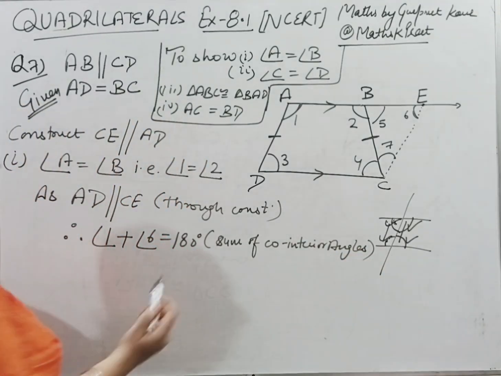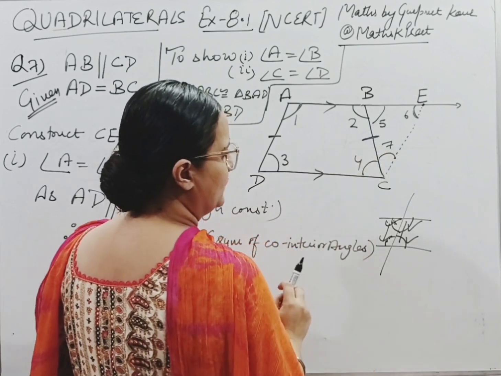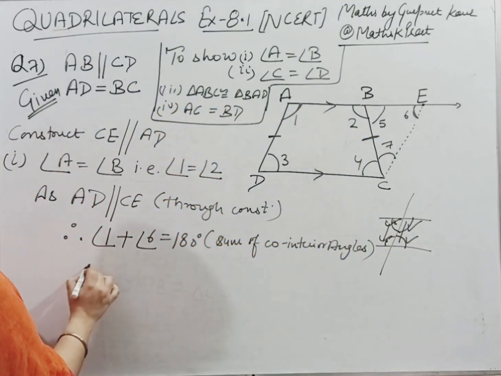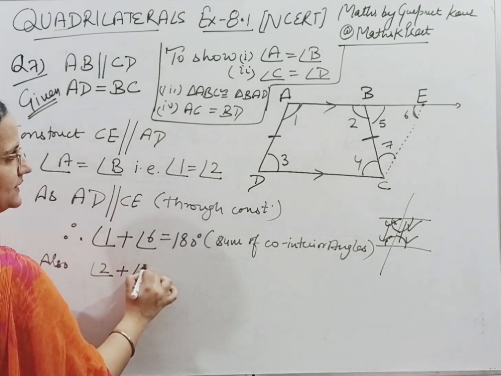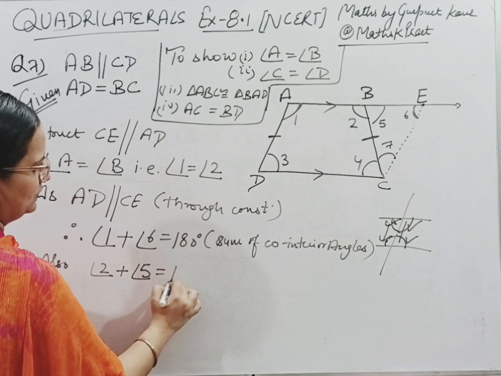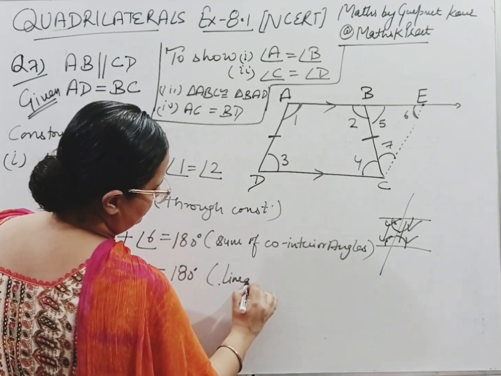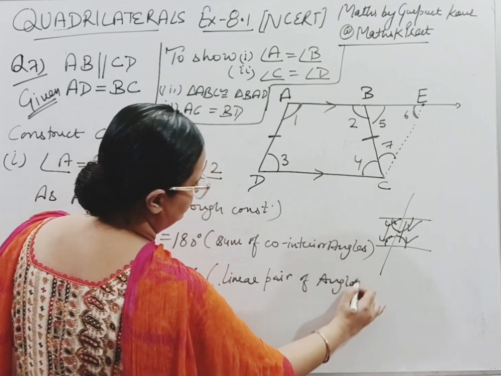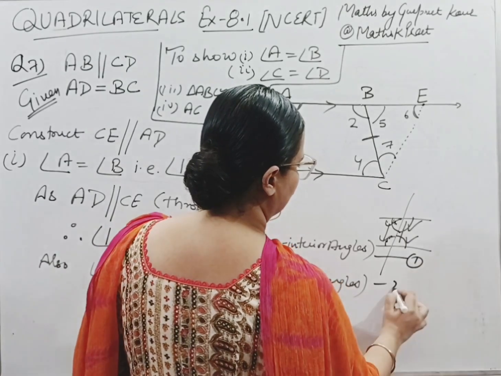Next is what? Clearly we can see that angle 2 plus angle 5 is 180. How? This is making a linear angle. So I can write angle 2 plus angle 5 is equal to 180 degrees. How? Linear pair of angles. The reason is linear pair of angles. So mark it number 1 and number 2.